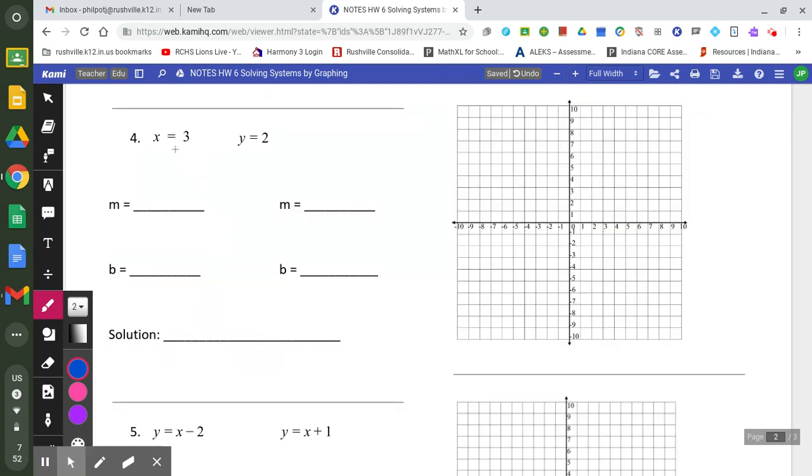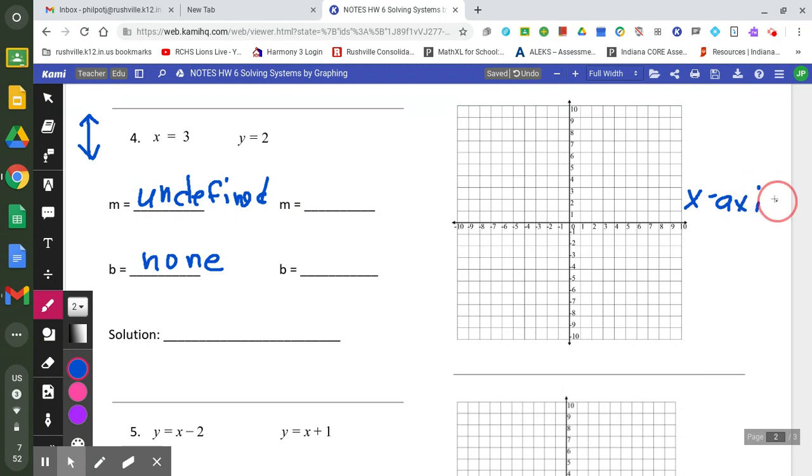Okay, on number 4, you'll notice this one just has an x equals. So when there is just an x equals, that is going to be a vertical line. All vertical lines have a slope of undefined, and they do not have y-intercepts. We still can graph them, we just cannot graph them on the y-intercept. So I have to go to the x-axis and find the +3, and I'm going to make a vertical line.